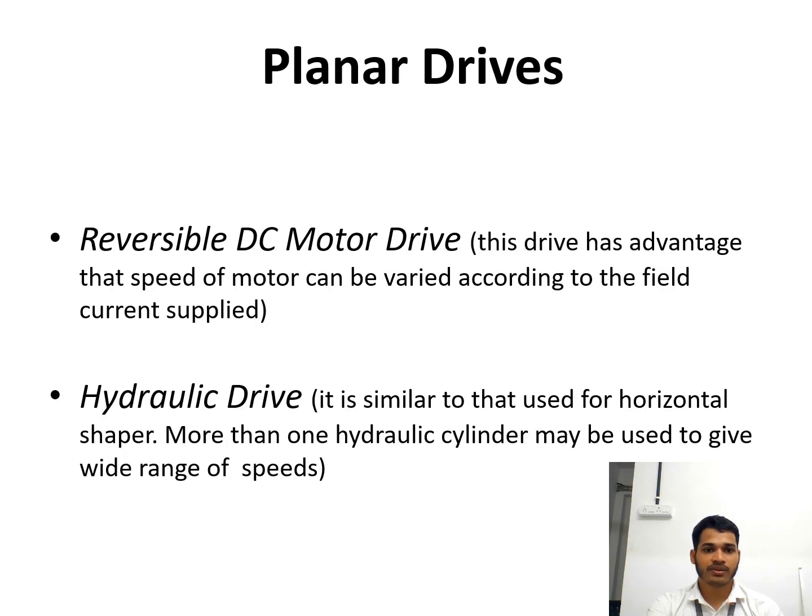Planer drives: a reversible DC motor. DC drives are mainly used because the advantage is that the speed of the motor can be varied according to the field current supplied, according to the rotations of the tool. And hydraulic drive is similar to that used for horizontal shapers, and more than one hydraulic cylinder may be used to give a wide range of speeds.